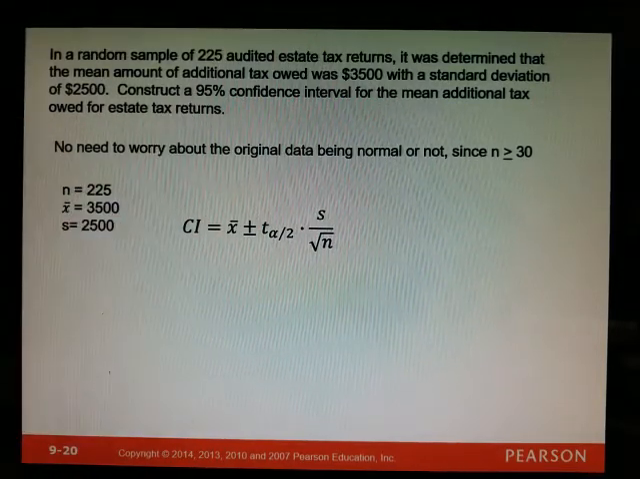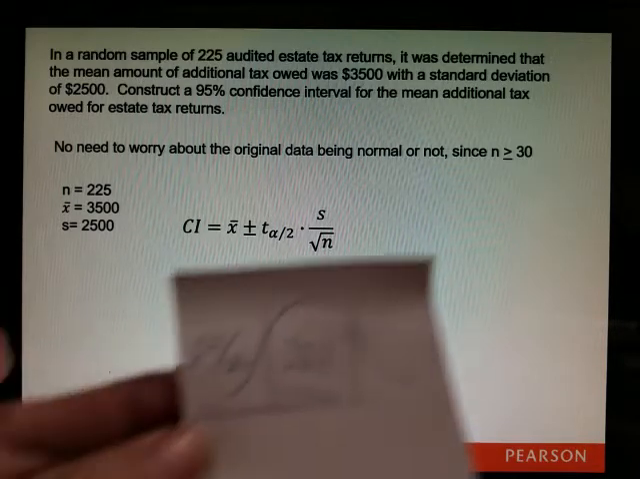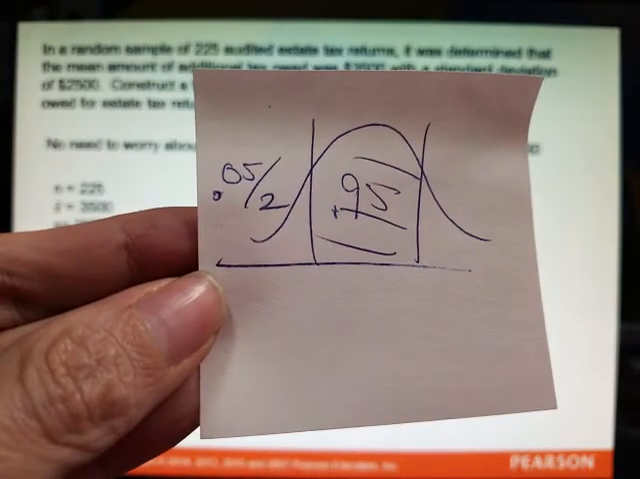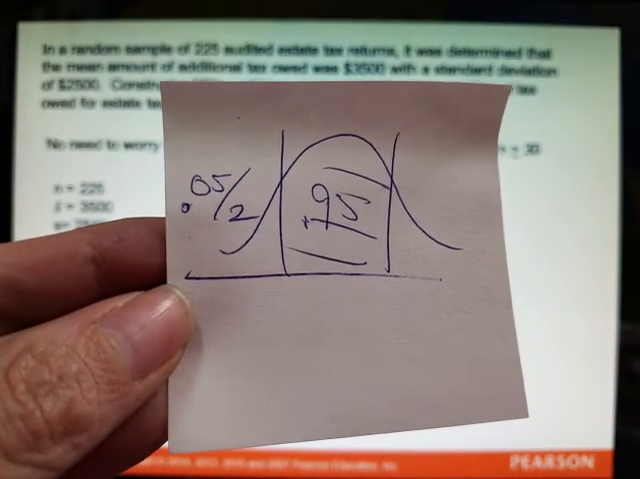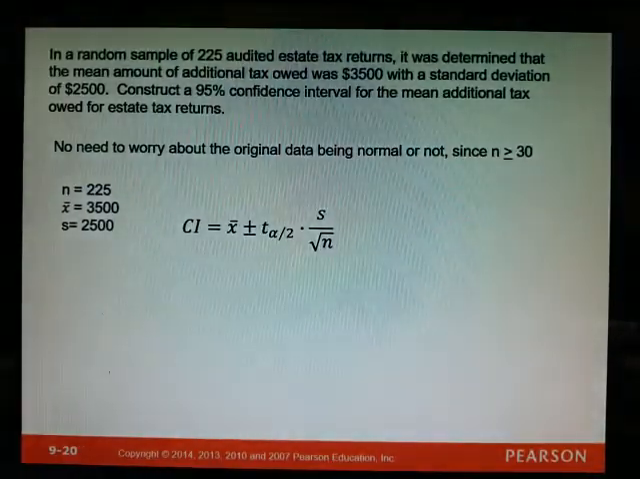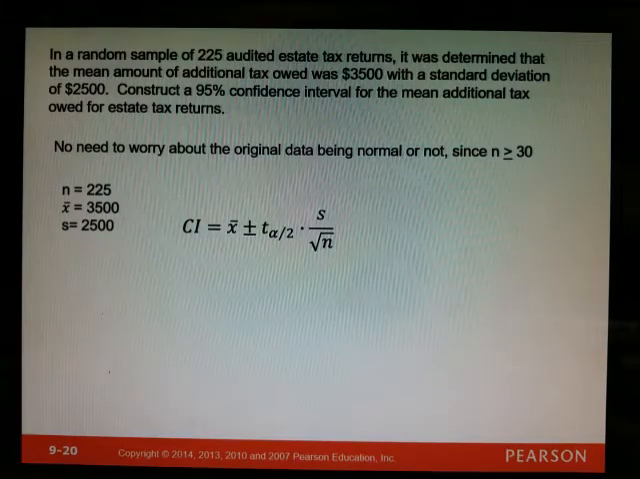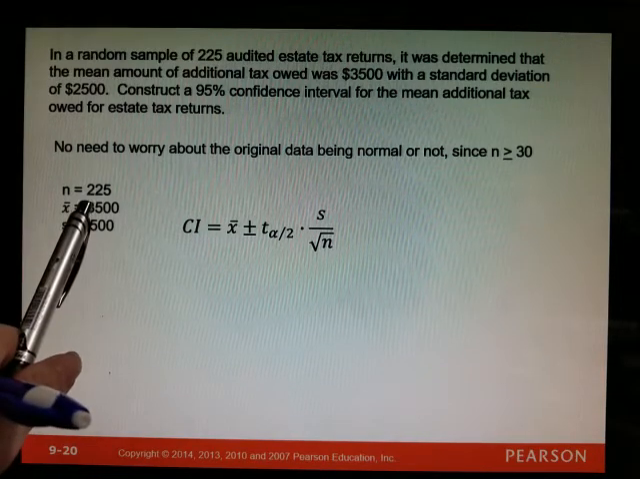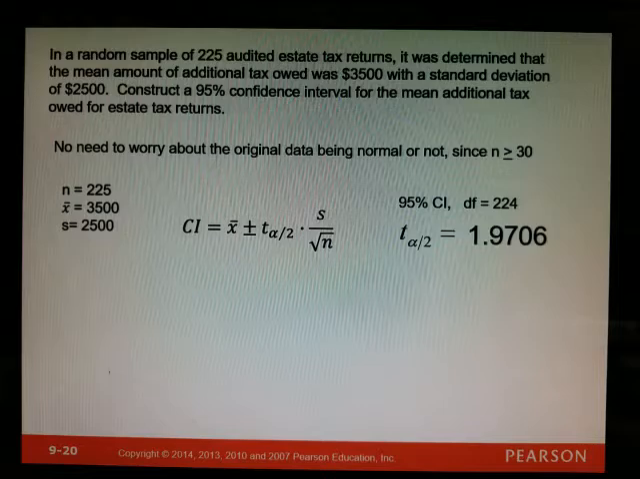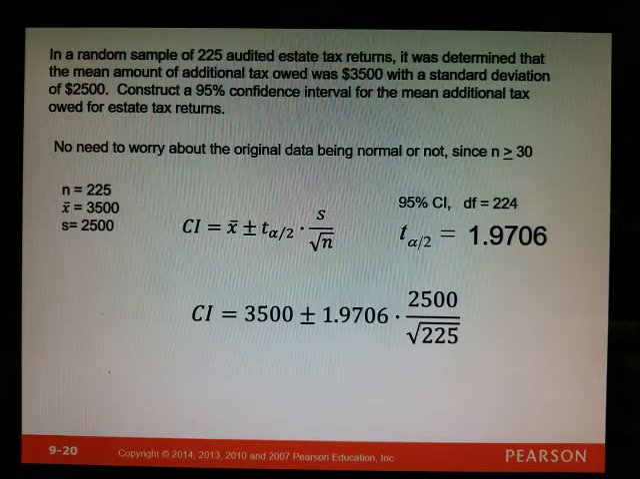If I want to be 95% confident, that means the middle 95%. Remember, that means then the tails are 5% cut in half. So 5% cut in half, inverse t of 5% cut in half with the degrees of freedom, in this case of 224. So that's how I got my t value, my t critical. We plug our numbers in. I do the minus first, and then I do the plus second.